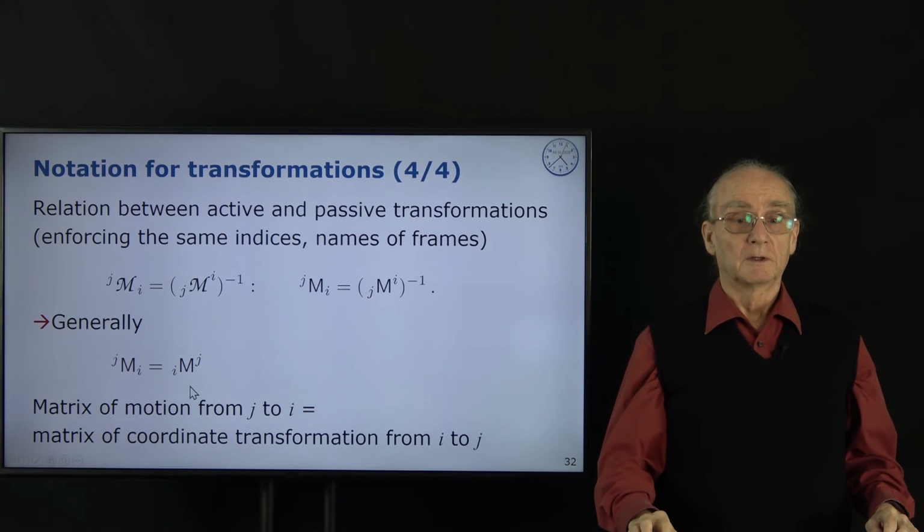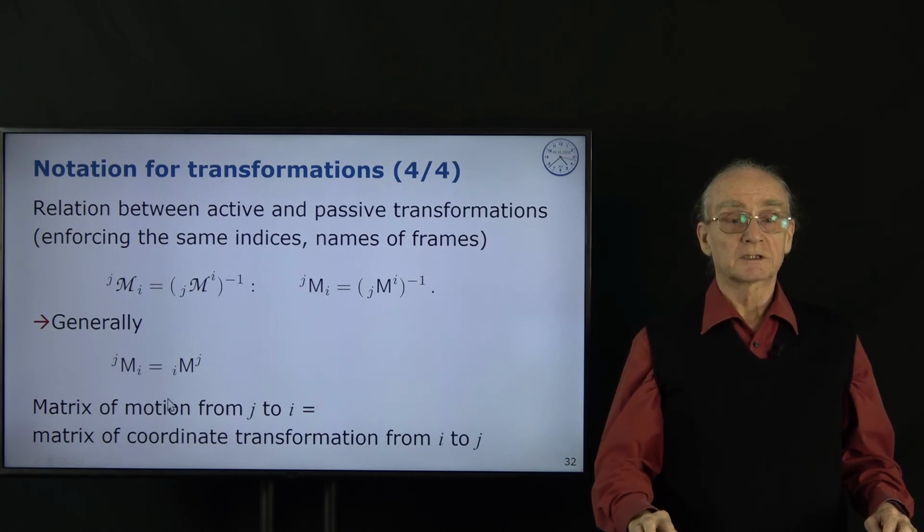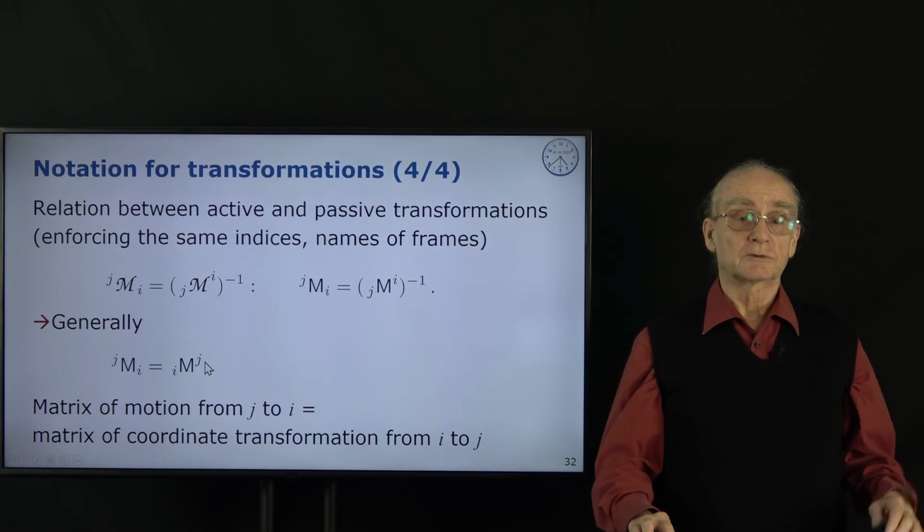So generally, we see that if we have a matrix with right index I and upper index J, then if we would exchange I and J, we have to invert. And if we change from active to passive, we have again to invert. That means we have the exchange of the indices and the exchange of upper and lower.